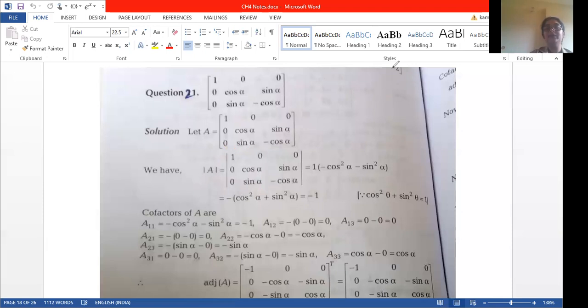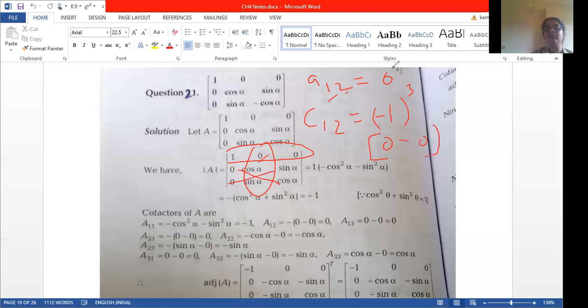Just see, the first element is what? A12. That means A12 is 0. So C12 will be equal to minus 1 to the power of 1 plus 2, that is 3. Now where does A12 lie? In this row and in this column. So what are we left with? 0 into minus cos alpha is 0, minus 0 into sine alpha is 0. So minus 1 cube is minus 1. Now just see, C12 we have calculated. Here they have A12. A12 is 0.